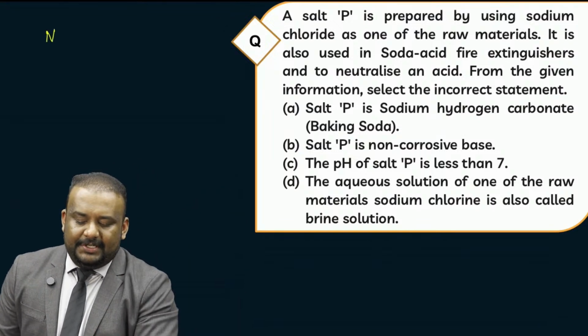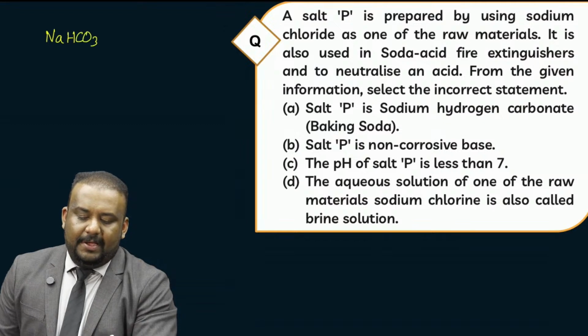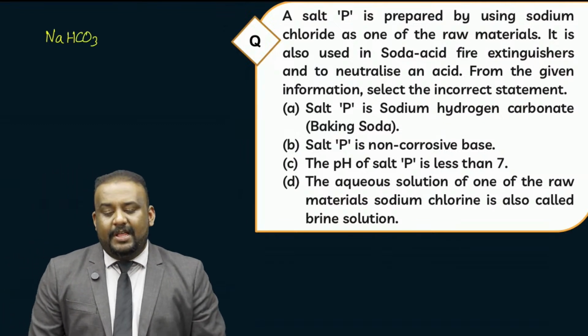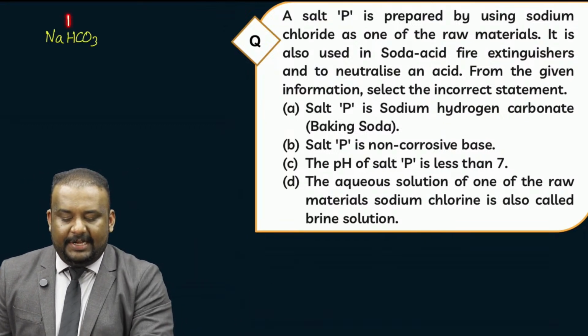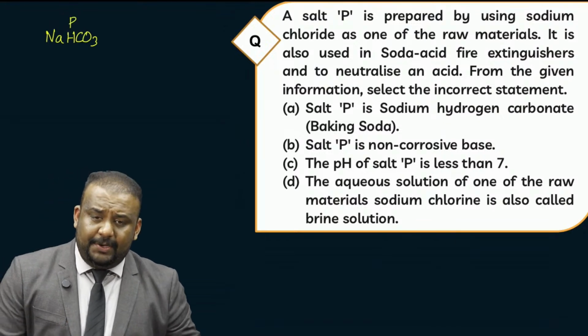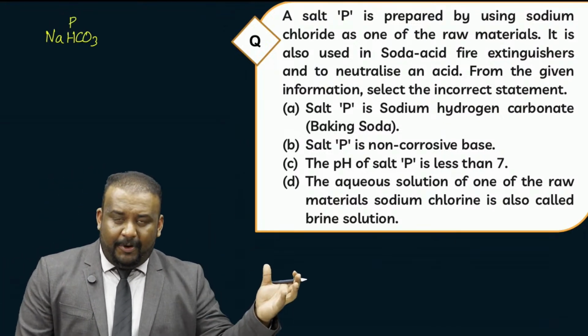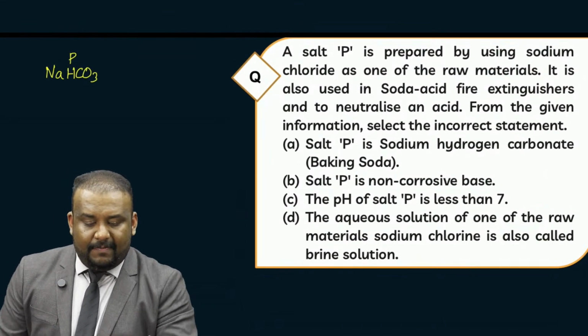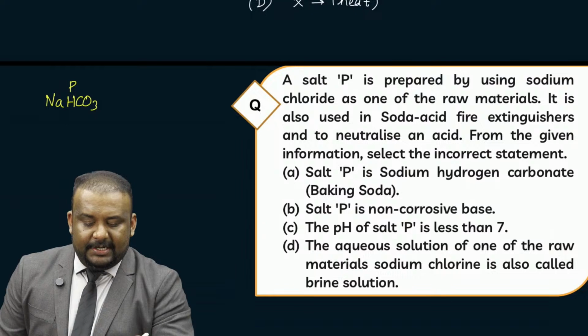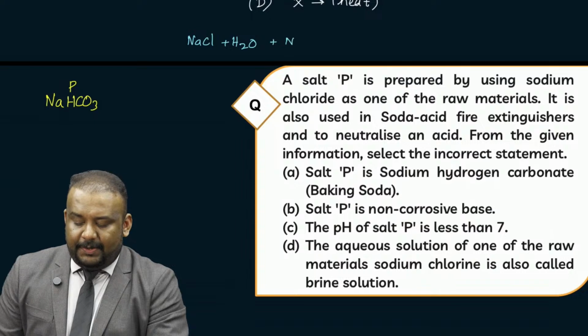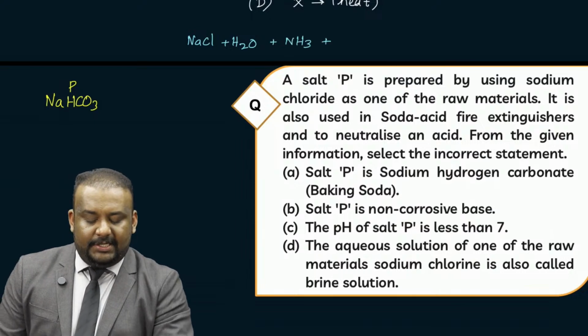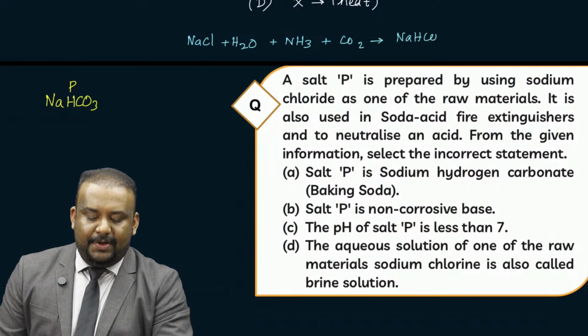Soda acid fire extinguishers use NaHCO3. Baking soda is the component used in soda acid fire extinguishers. So the salt P, which is prepared from sodium chloride, is NaHCO3. You remember the preparation of NaHCO3, right? By the Solvay process, we can prepare NaHCO3. What was the method, guys? What is the reaction? We have sodium chloride plus water, which is brine solution, and brine is saturated with ammonia and carbon dioxide. And what are we going to get? We get NaHCO3 plus ammonium chloride.